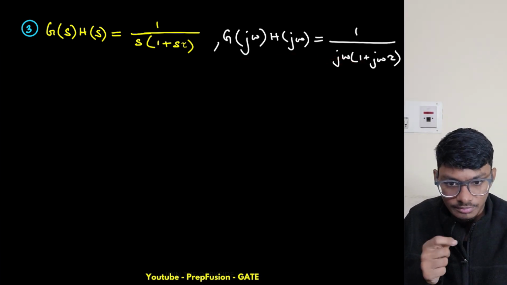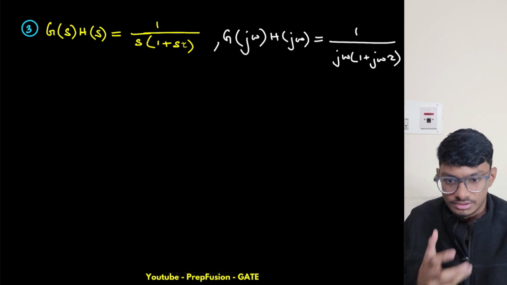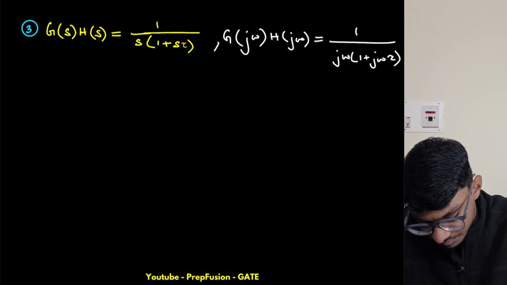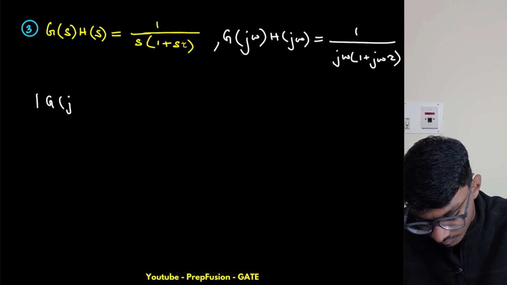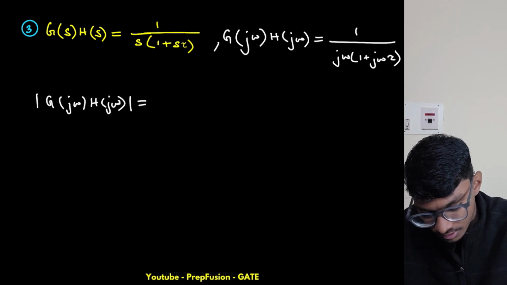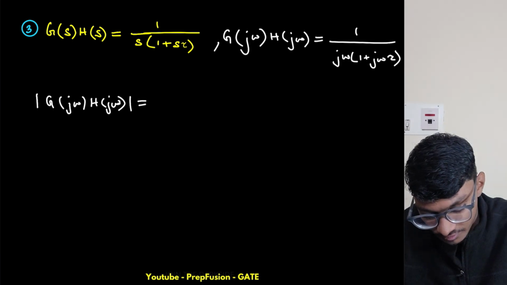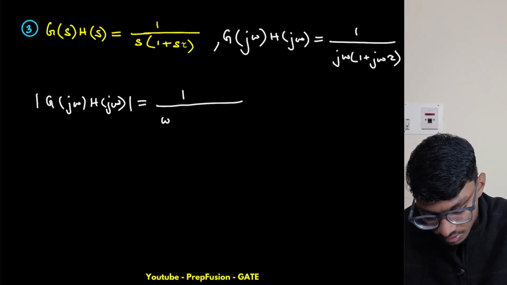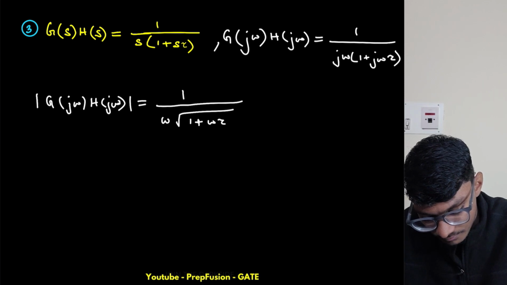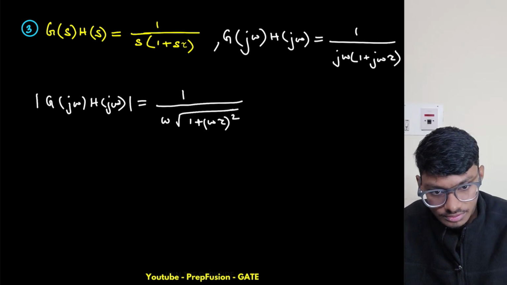Now simply do the magnitude and angle calculation, which will be much faster, right? This time I will go straight to it. What will my magnitude be? The magnitude of G of j omega into H of j omega equals, I was doing it slow before, now I will do it fast. This will be 1 over omega itself, and this will be under root 1 plus omega tau square. Okay, so this is this one.